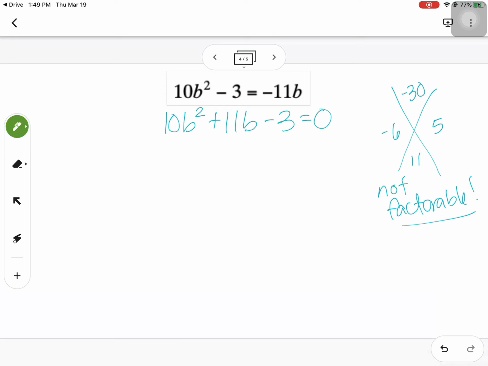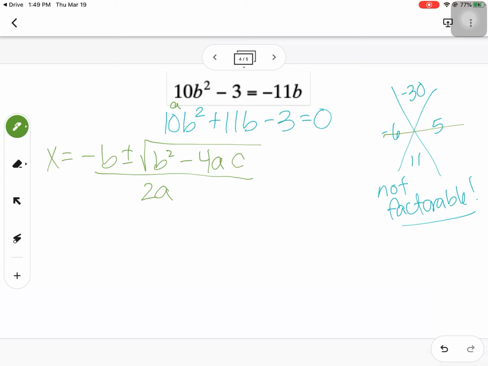And we have reached the point then in this example where we have to figure out what else to do. And in this chapter, you didn't just get to stop if it wasn't factorable. You had to use the quadratic formula. So I'm going to write it out again, and then we'll talk through how to do this, because some of us haven't done it since this chapter.